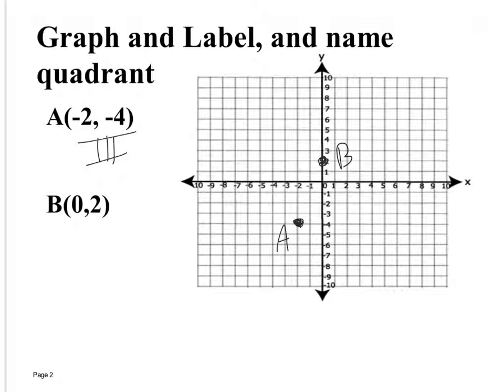Y-axis. Good. It is none, or you could say y-axis. It's not in a quadrant, because it's on an axis. So we either say it's on the y-axis or we can say none for quadrant. The book I think says none, but I'll take y-axis. Any questions?